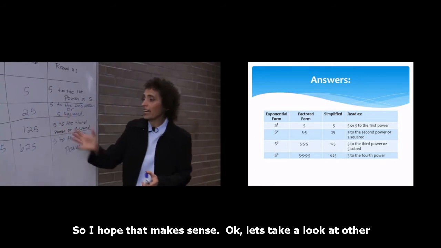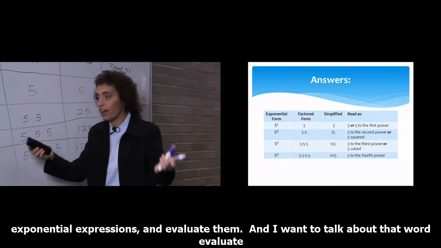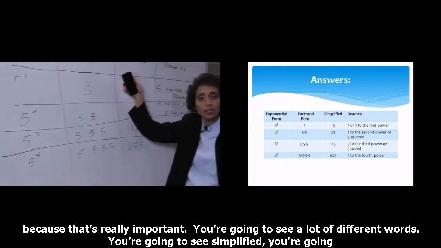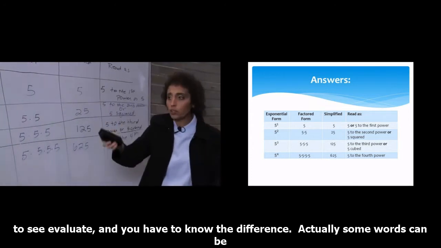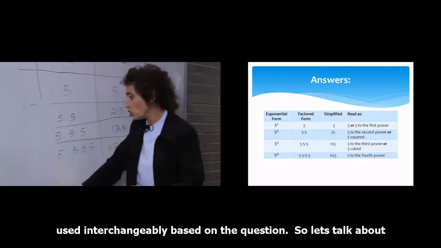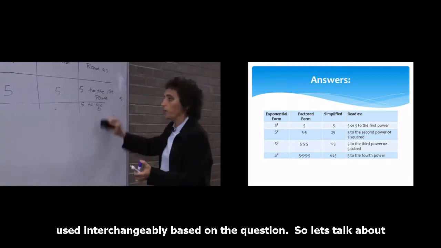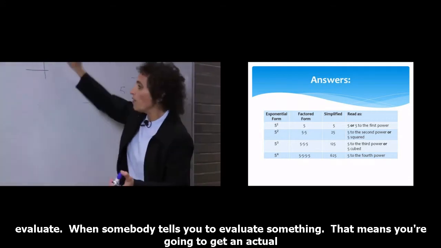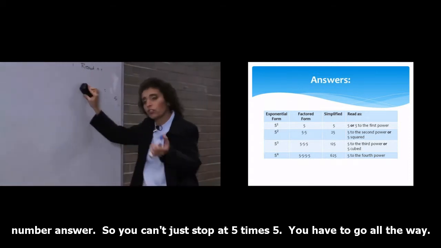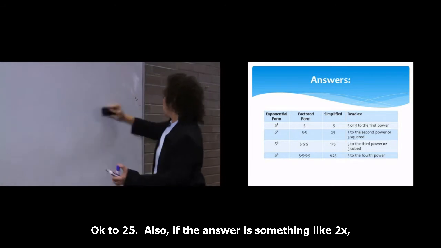Okay, let's take a look at other exponential expressions and evaluate them. And I want to talk about that word evaluate because that's really important. You're going to see a lot of different words. You're going to see simplify, you're going to see evaluate, and you have to know the difference. Actually, some words can be used interchangeably based on the question. So let's talk about evaluate. When somebody tells you to evaluate something, that means you're going to get an actual number answer. So you can't just stop at 5 times 5. You have to go all the way to 25.